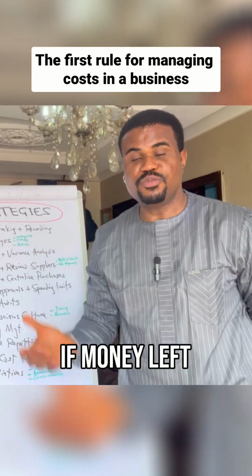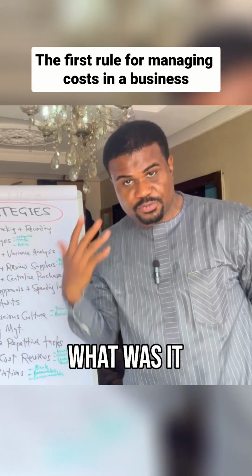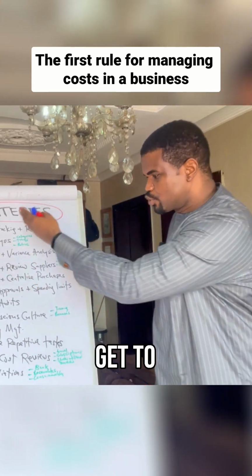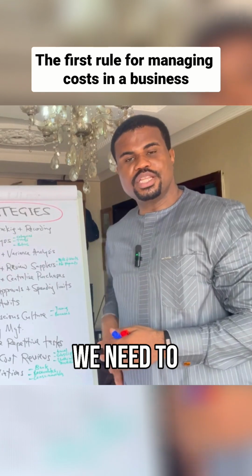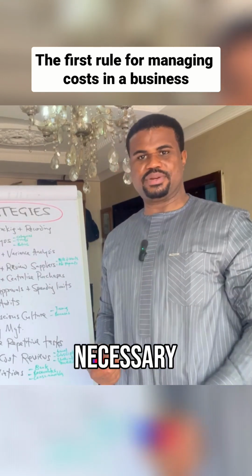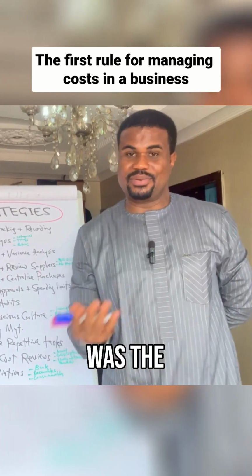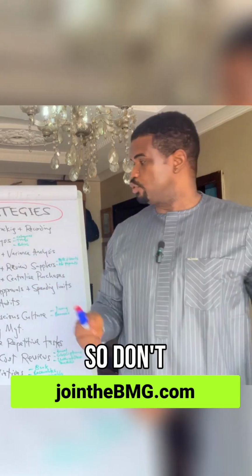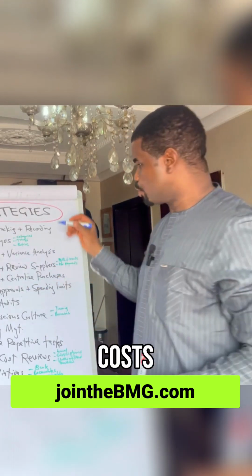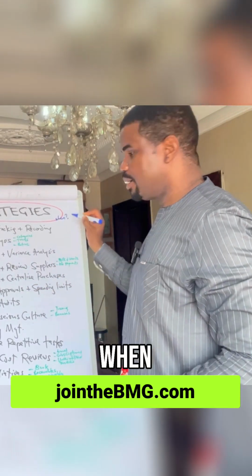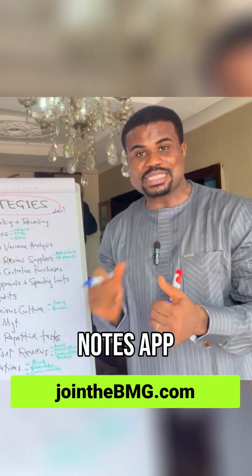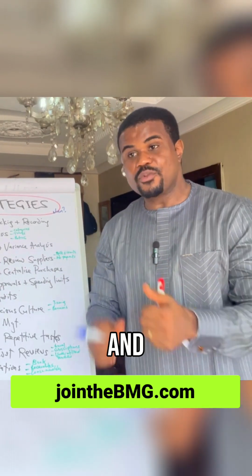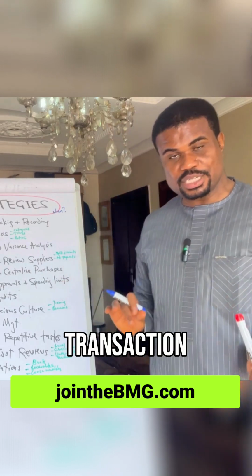What did you pay for? If money left your business, we need to know what it was for, so that when we get to another practice I'm going to talk about, we need to know whether that thing you paid for was necessary, whether it was justified, whether that was the right time to pay for it. So don't forget what we're talking about. If you're going to track your costs, when did it happen? Time. So this is, I'm telling you, you can put it on a piece of paper. You can open your notes app or your keep app on your phone and record these things. Very simple.